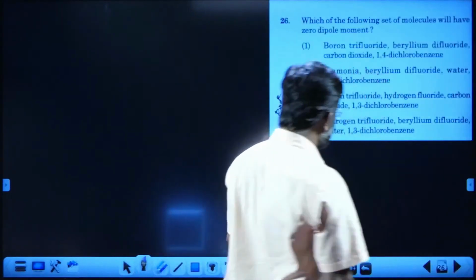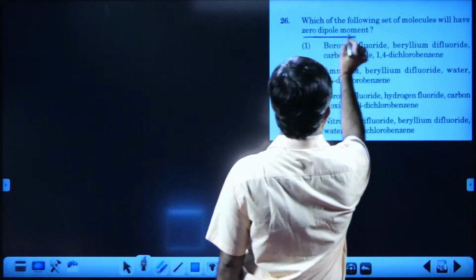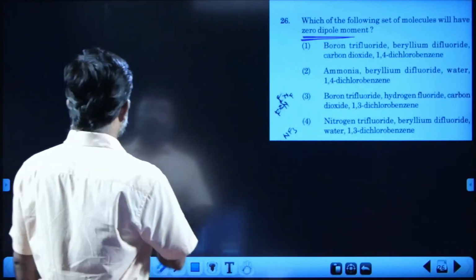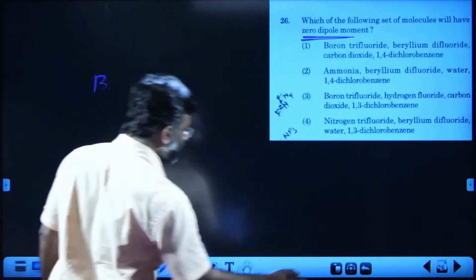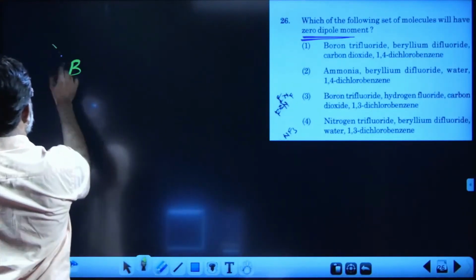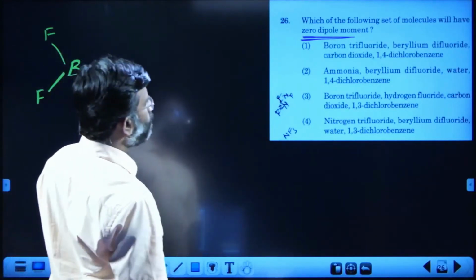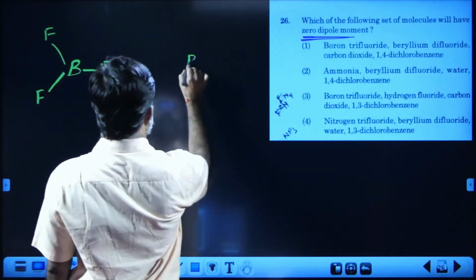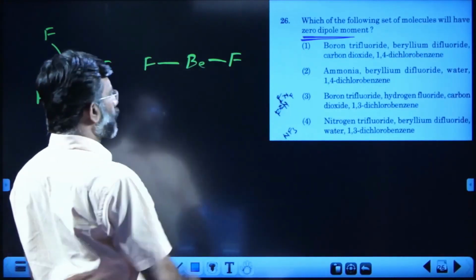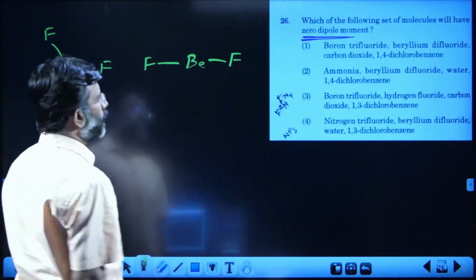Question number 26. Which of the following set of molecules will have zero dipole moment? You know boron trifluoride BF3 has got zero dipole moment because of equivalent positions. Beryllium difluoride: two fluorines in opposite positions, zero dipole moment because they mutually cancel. The two are in opposite directions, mutually cancelling.